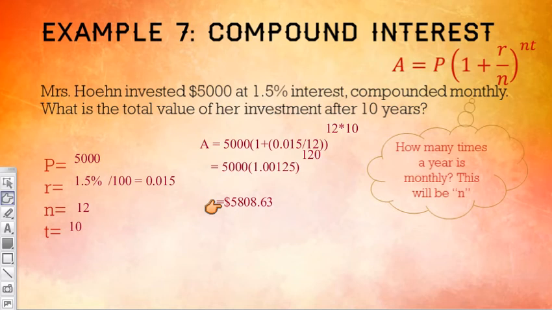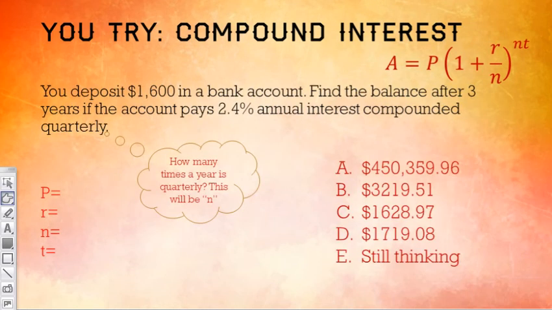So I'll do one more here in case you need it, and then you should be good to go for your quiz. So you deposit $1,600 in a bank account. Okay, so there's my initial principal balance. So my P is going to be that 1,600. It says to find the balance after 3 years. So there's my total number of years.